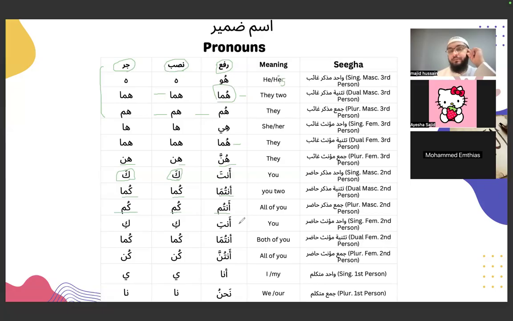Then for female, second person, anti. Anti kayf al hal? How are you? It's referring to a female person whom you are speaking to. In the state of nasab, ki. For just the male, in the state of nasab it is ka. For female, it's ki with the kasra. Likewise in the jar, for female it's ki, for male it's ka. Then antuma is also the same as the male over here.